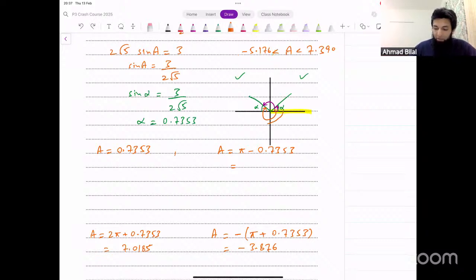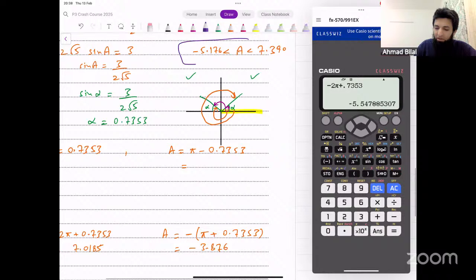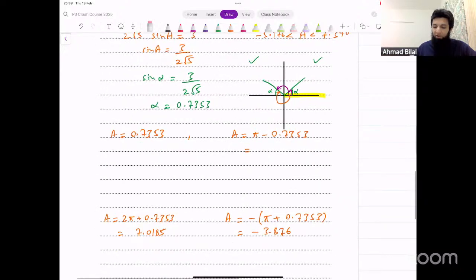Then we can go further. We can check if this is in the interval or not. It's in the negative direction. Minus 2 pi plus 0.7353. That's minus 5.54. Is that in the interval or not? No, that's outside the interval, so we do not consider that. So these are the 4 possible values of A that we're getting, that we have written down here.